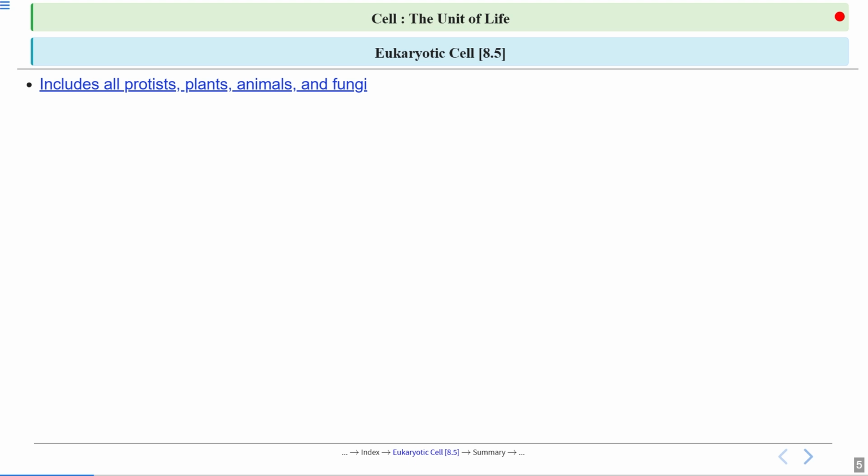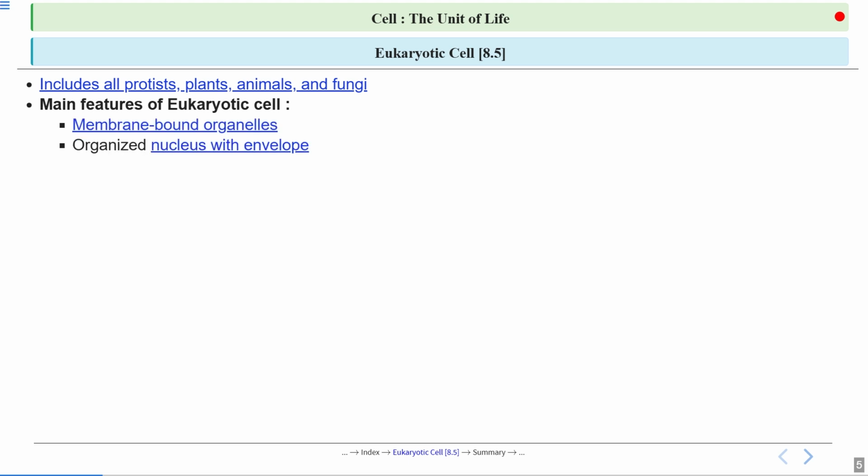So what are the features of a eukaryotic cell? Let's talk about the main features. They have membrane-bound organelles. They have a true nucleus, meaning the nucleus is surrounded by a nuclear envelope, and within the nucleus the genetic material is present, which is DNA. They have complex locomotory structures, which help the cell to move, providing motility. They have an advanced cytoskeleton.